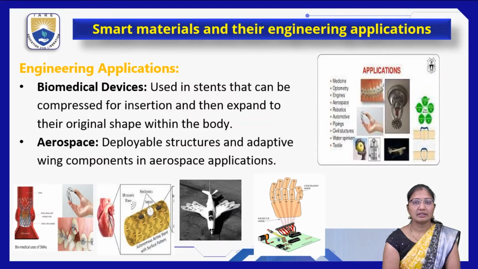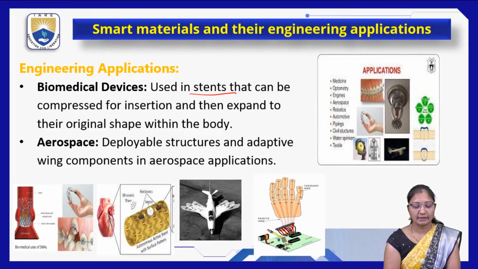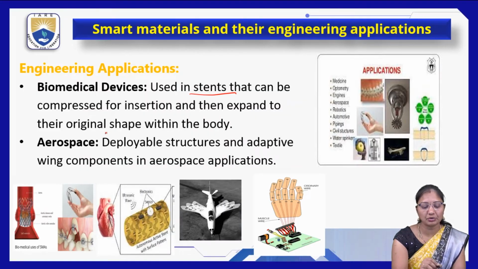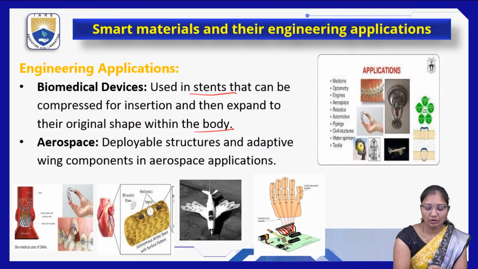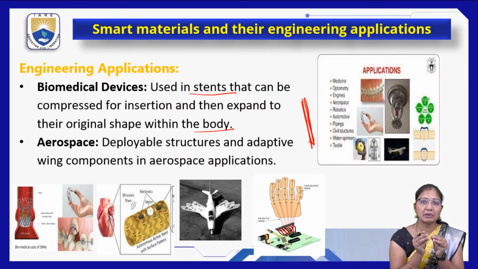Shape memory alloys are mostly used in biomedical devices. They are used in stents, compressed for insertion and then expanded to their original shape within the body. To place stents in the blood vessels, the materials are very small and are inserted to a certain area of treatment, and once they reach the site where we have to place them, they expand to their original shape in the body.